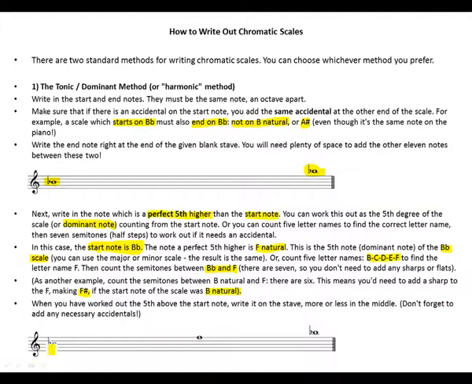And now, here's our fifth note. So we have B flat, C, D, E, F. That's our fifth.